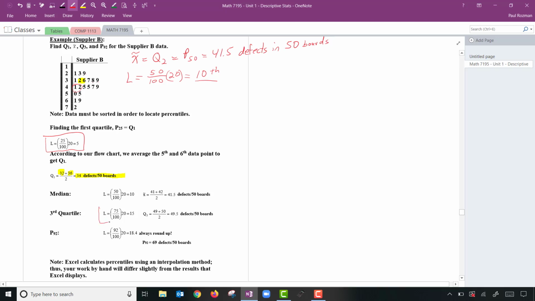75th percentile, 75% of 20 things is 15 items. Go 15 positions into the list. You'll find that it's between 49 and 50, so our value is 49.5.